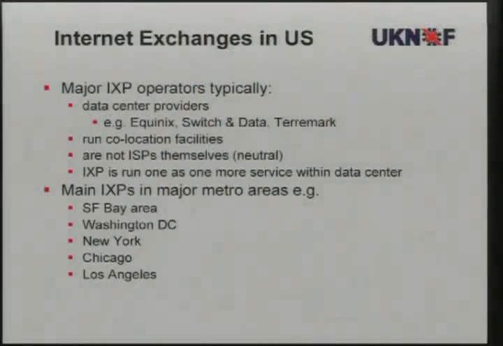The landscape's a little bit different in the US. Most of the big exchanges are operated by data center providers. So there's Equinix, who are NASDAQ listed, Switch and Data, who've got a facility in Cleveland amongst many other cities, and Terremark down in Florida. Their primary business is selling space. They're certainly not in the ISP business because the ISPs are their customers and they don't want to compete with them. But generally the exchange, Equinix call them IBXs, is run as just one more service within that data center. It's a way of attracting people to the data center and extracting more money from them.